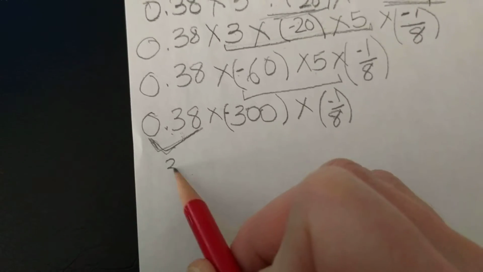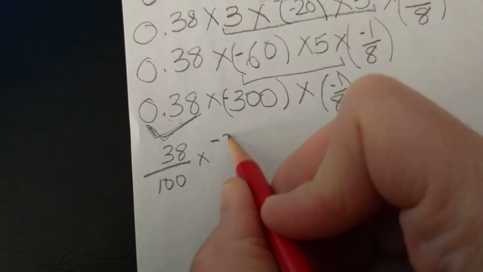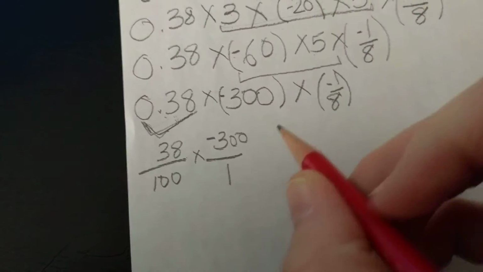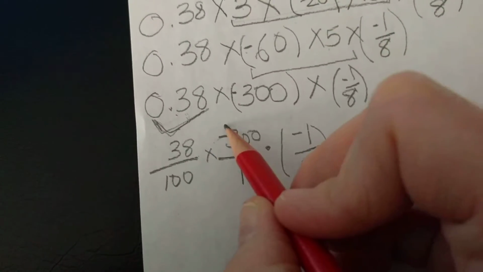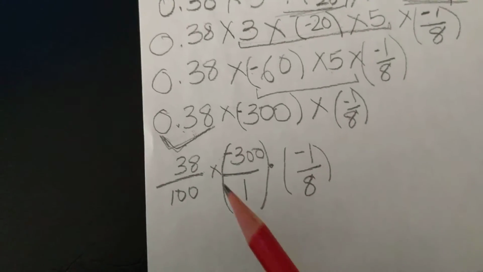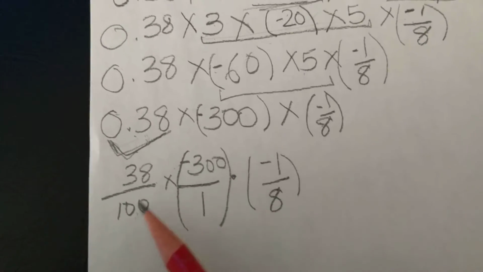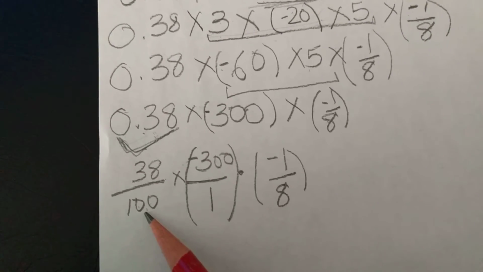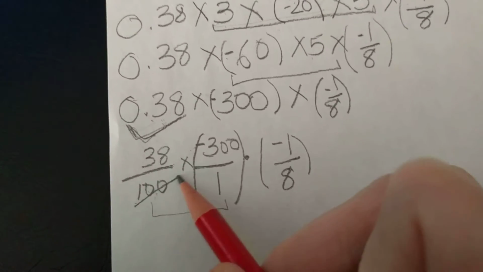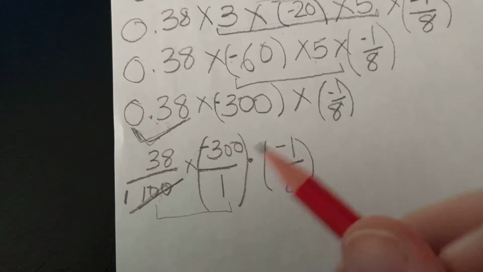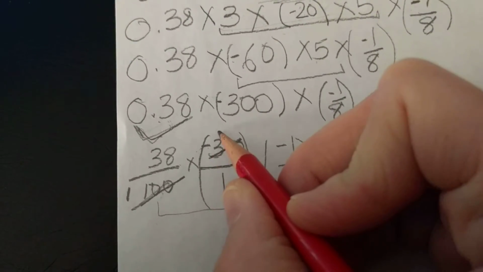So 38 hundredths is 38 over 100, times negative 300 over 1, times negative 1 over 8. Now, if you look at these two, hopefully you realize that they share a factor of 100. So I'm going to cross-reduce these. I'll start with these two. 100 divided by 100 is 1. 300 divided by 100 is negative 3.